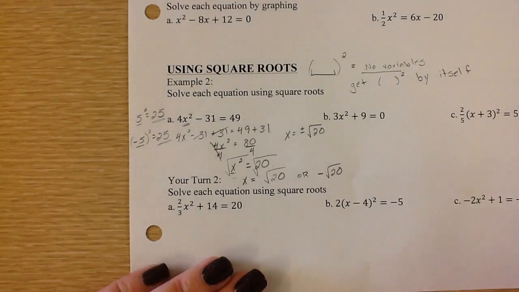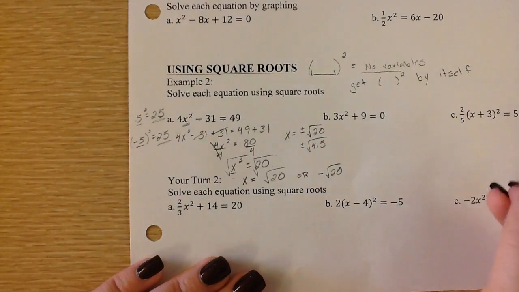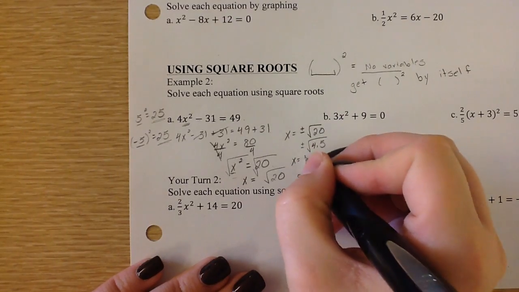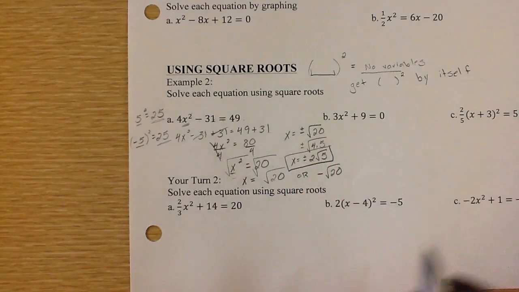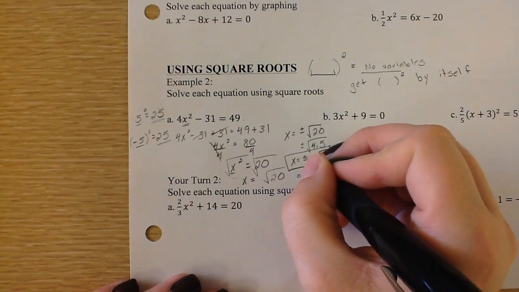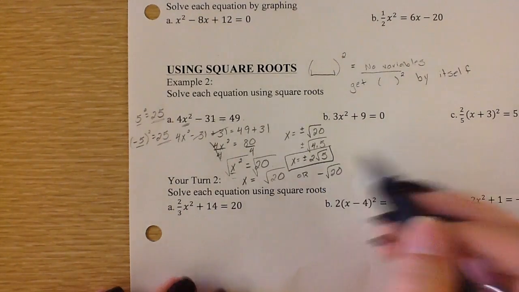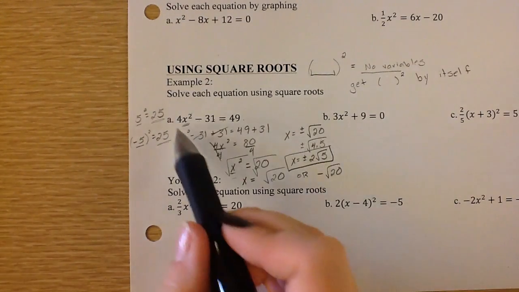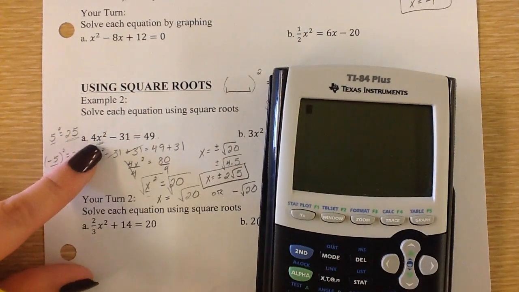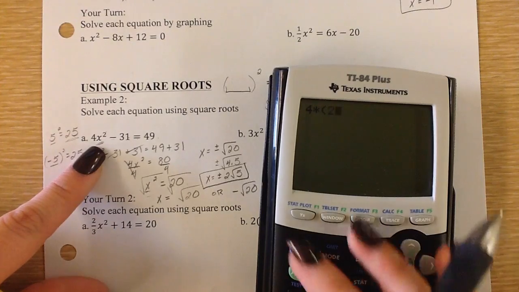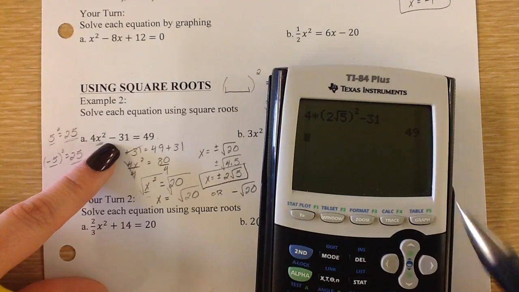Okay, and then I need to simplify the square root of 20. So we'd have plus or minus, that would be what? 4 times 5 is 20. So x equals plus or minus 2 the square root of 5. And we will discuss in more detail that whole plus or minus idea in class tomorrow. So x is plus or minus 2 the square root of 5. You can actually check your work in your calculator. If I take 4 times my x, which is 2 the square root of 5, and square it, then subtract 31, I should get 49, which I do.